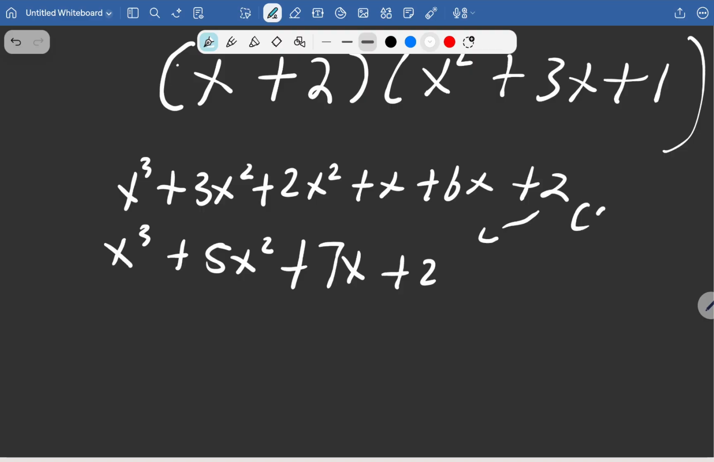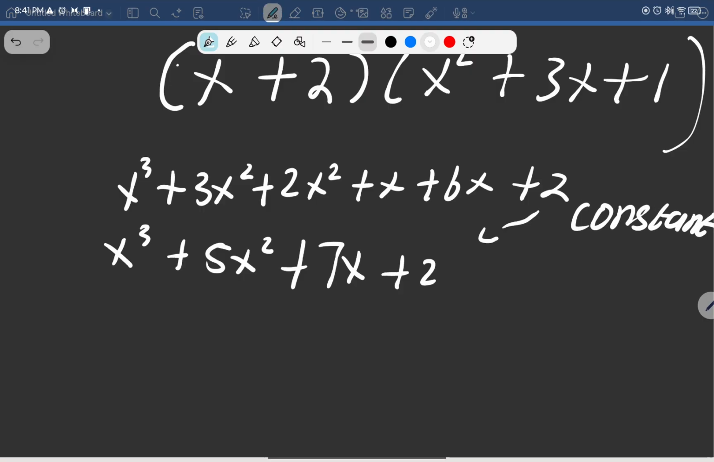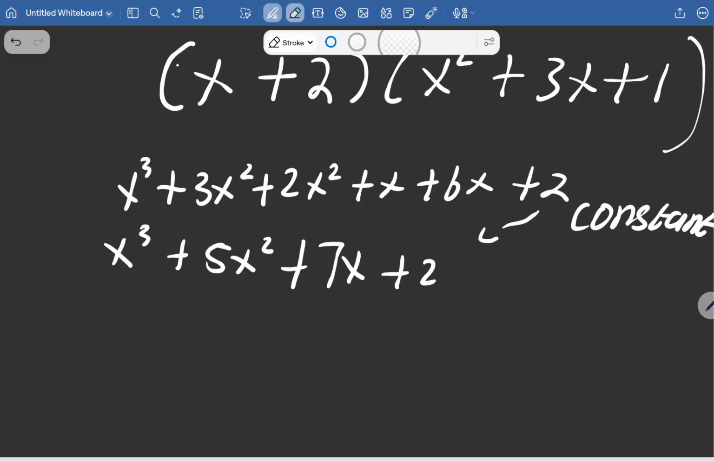This is also called a constant. So now we have this. Notice how we still follow the same rule no matter the size of the polynomial.